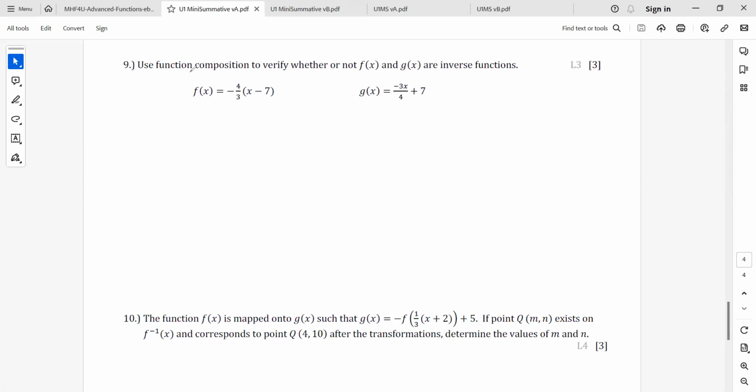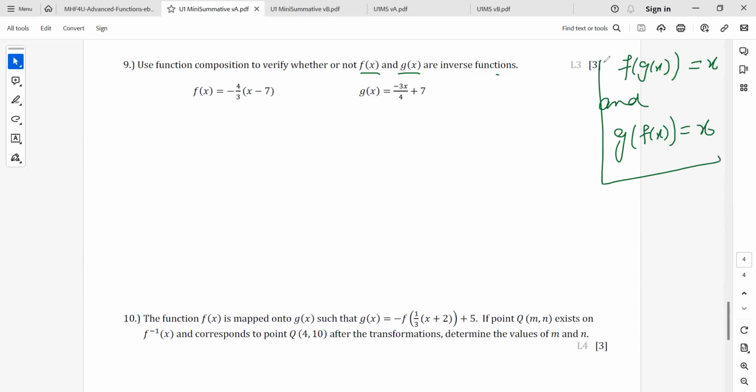Okay, inshallah. Use function composition to verify whether or not f of x and g of x are inverse functions. So if we have two functions f of x and g of x, and we need to know if they are inverse functions or not, the method is: if f of g of x is equal to x and g of f of x is equal to x, if these two conditions hold, then these functions are inverse functions. Otherwise, they are not inverse functions.